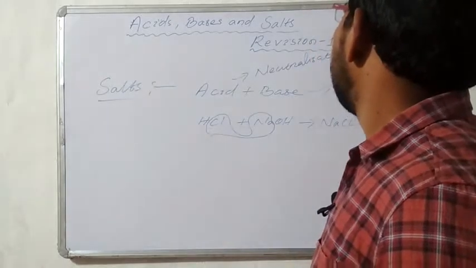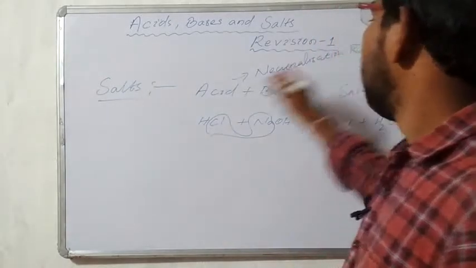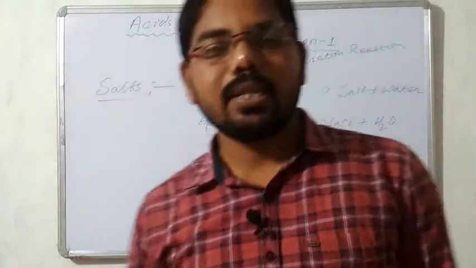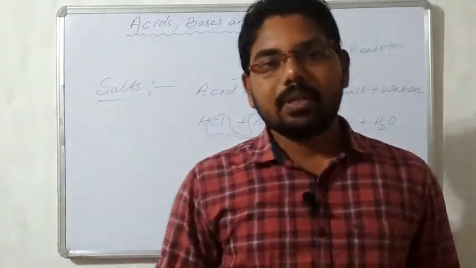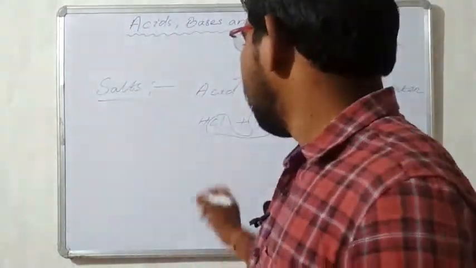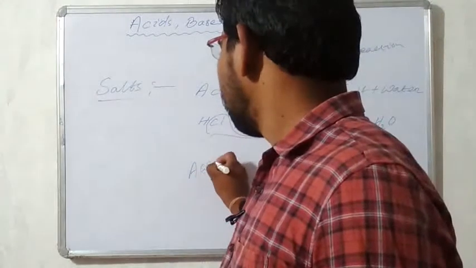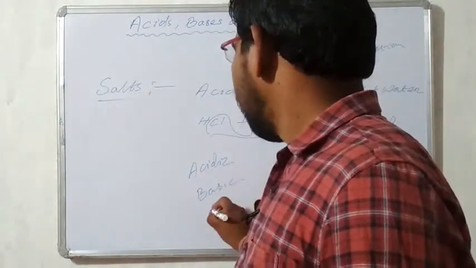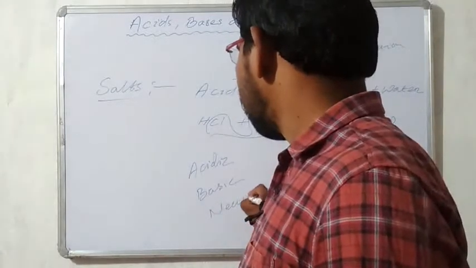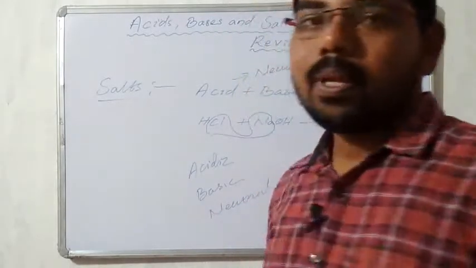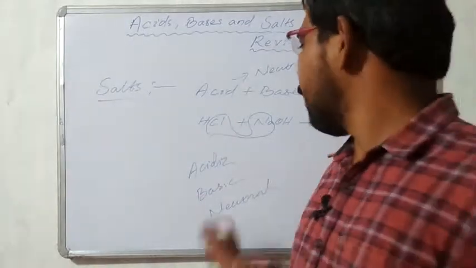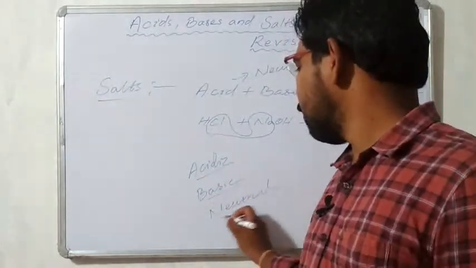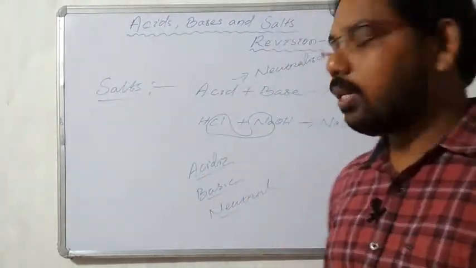Neutralization reactions. Here the acids are neutralized by a base to form salt and water. Many other salts are there. Some are acidic salts, some are basic salts, and some are neutral salts. So how can you identify which ones are the acidic salts, which are the basic salts, and which are the neutral salts?